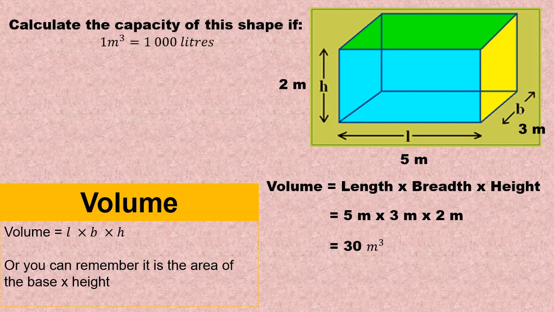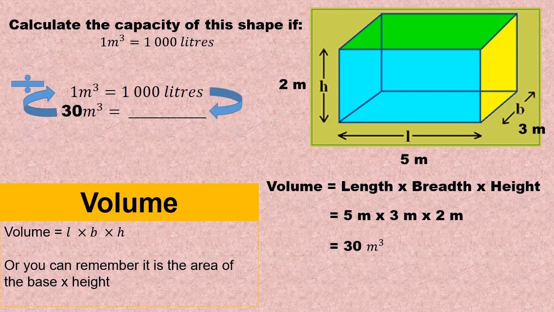Okay, then what if I add another question and I say to you, calculate the capacity of the shape if 1 meters cubed is 1,000 liters. So that would be given to you. So how would you do this? Let's pretend that this is a swimming pool, and you want to find out how many liters will go into this rectangular prism. So you always write down what has been given to you. What is the statistic? It is 1 meters cubed is 1,000 liters. You write down what you have, and then you write down what you want. But we don't want 1 meters cubed, we want 30 meters cubed. So you always divide up and times down.